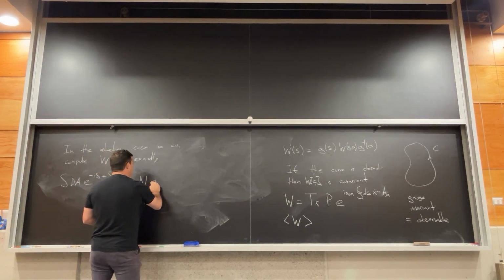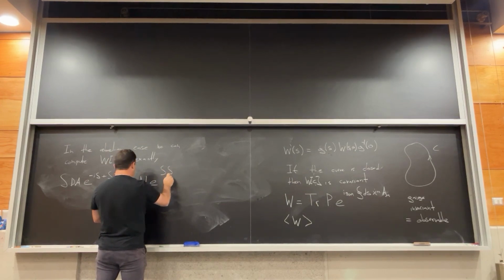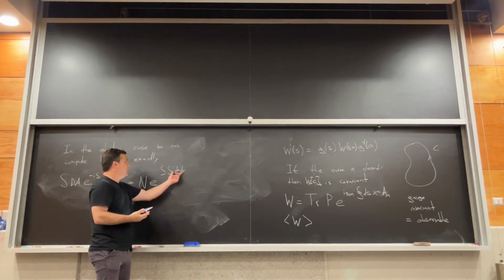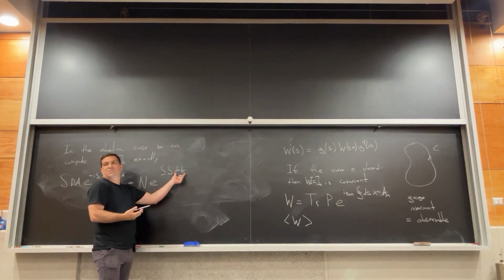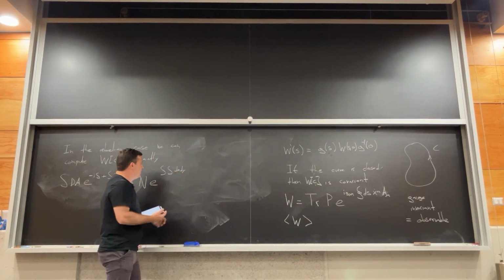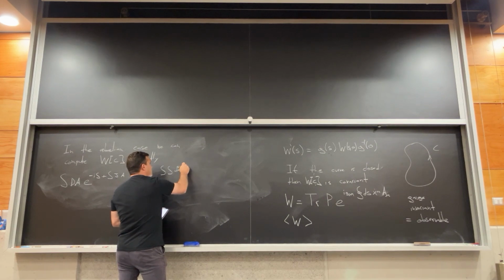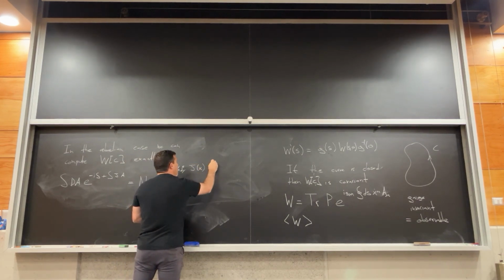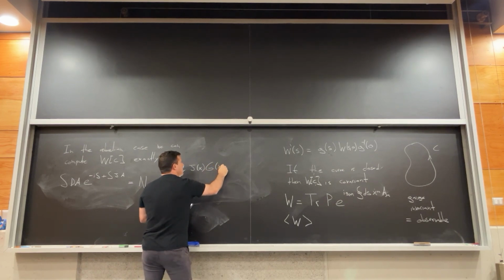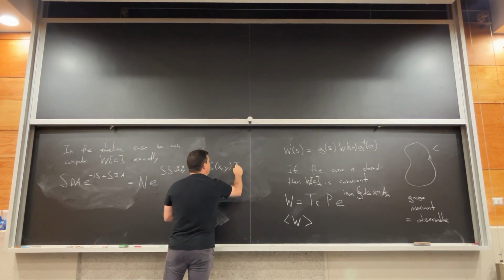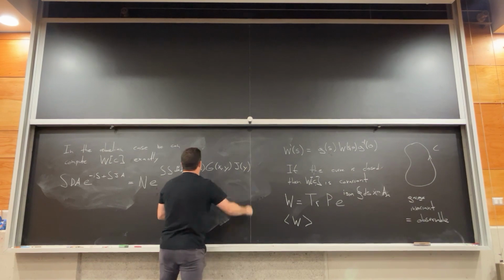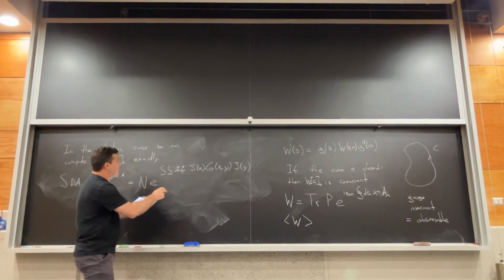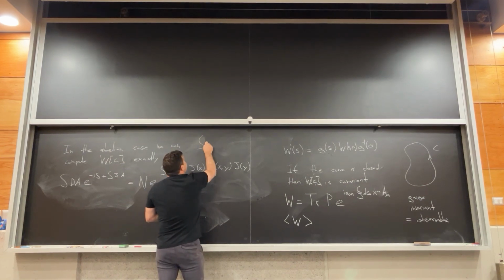And then you get e to the double integral dx dy. Of course, these are d-dimensional integrals, so let's do it in 4 dimensions. Then I get j of x, the propagator or the Green's function, and j of y. So this is basically a generalization of the formula.